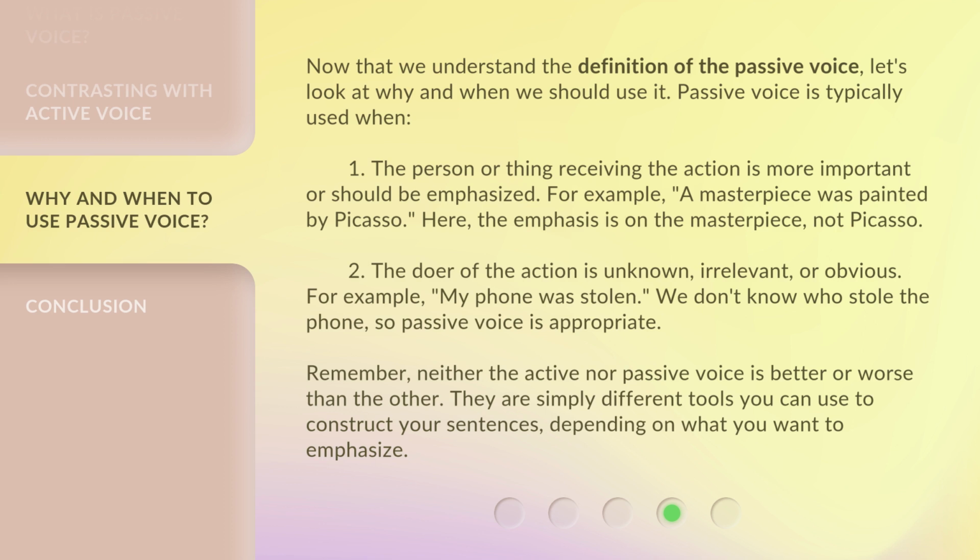2. The doer of the action is unknown, irrelevant, or obvious. For example, "My phone was stolen." We don't know who stole the phone, so passive voice is appropriate. Remember, neither the active nor passive voice is better or worse than the other. They are simply different tools you can use to construct your sentences, depending on what you want to emphasize.